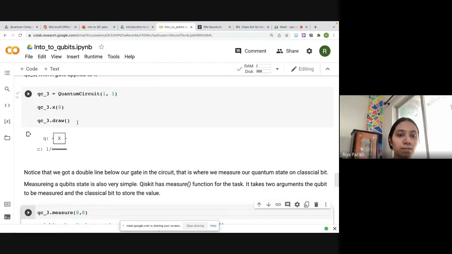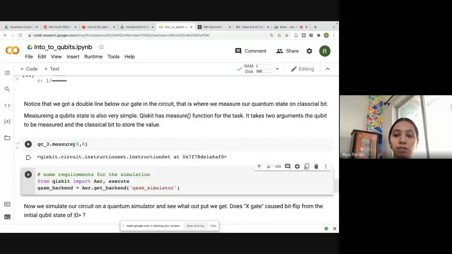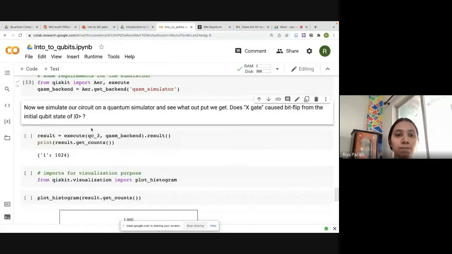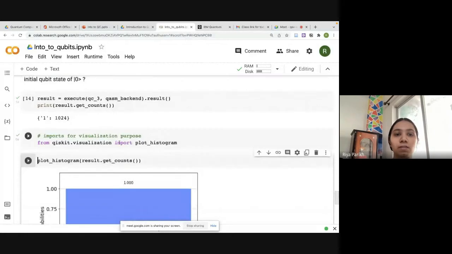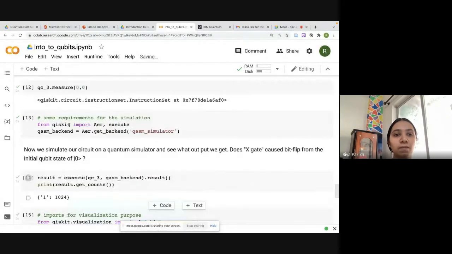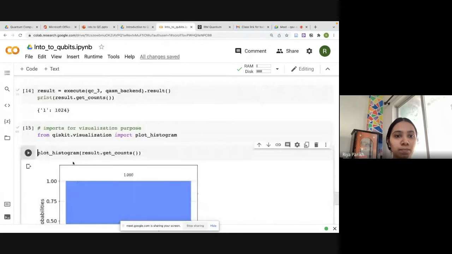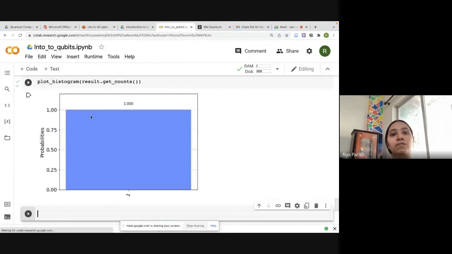And we measure it on the qubit, for which we use a measure function. Then we simulate our circuit on a quantum simulator, and we print our output, which is 1. That is, when we applied the X gate on the default state of a qubit, we get state 1. And then we can also visualize it in the form of this histogram.